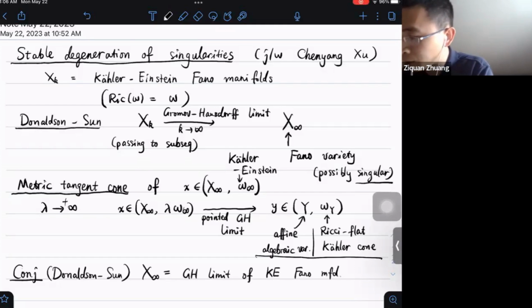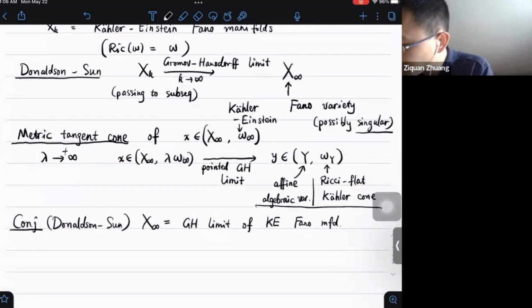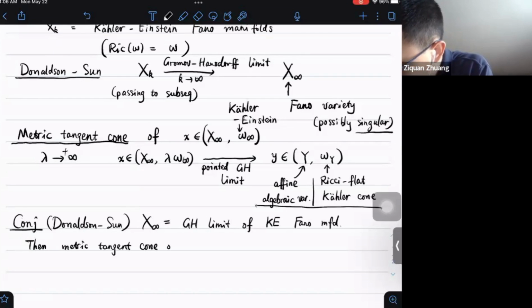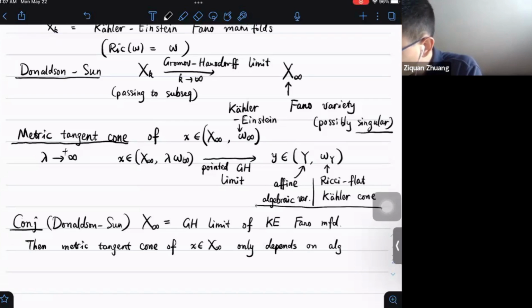Okay. But on the limit, as I said at the beginning, X infinity can be singular. Then the metric tangent cones of any singular point, or even a smooth point, on this Gromov-Hausdorff limit only depend on the algebraic structure of the variety. Right, so it only depends on the algebraic structure of this variety, and in particular, not on the metric.